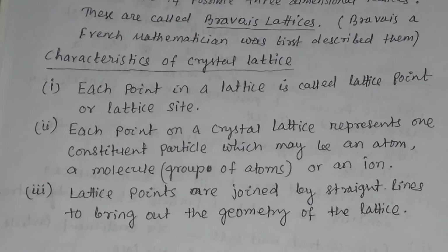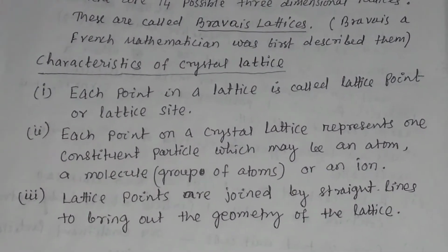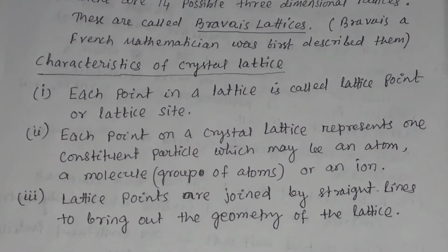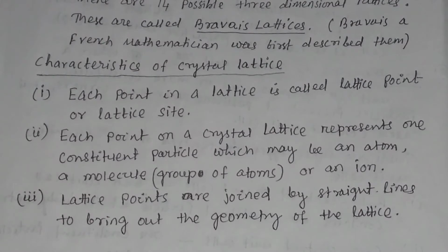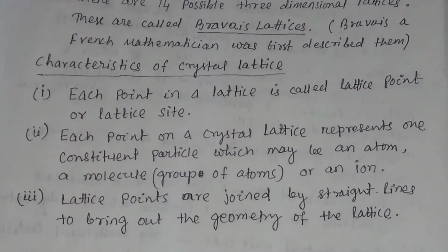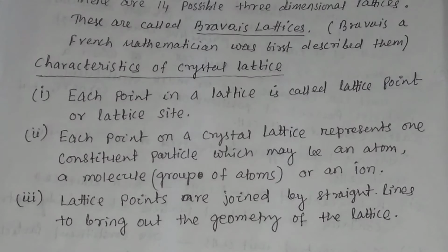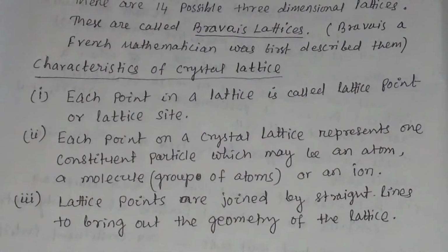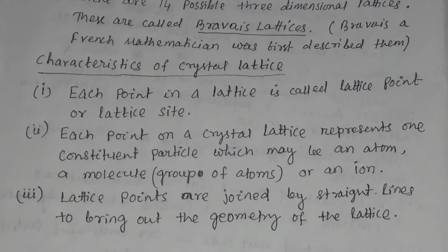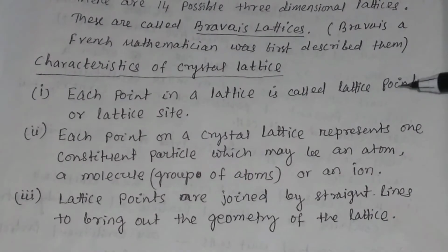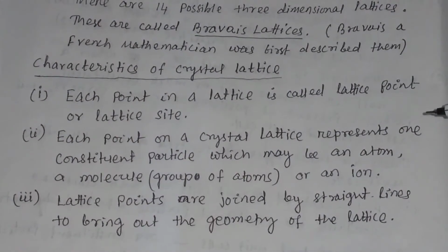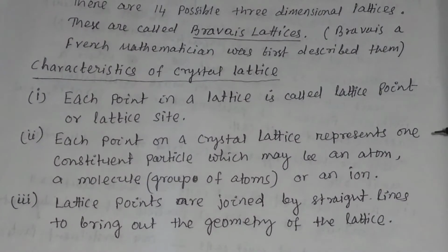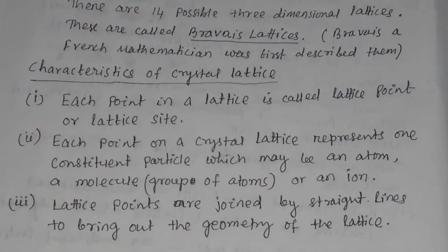What are the characteristics of a crystal lattice? Each point in a crystal lattice is called a lattice point or lattice site. Each point on a crystal lattice represents one constituent particle, which may be an atom, a molecule (a group of atoms), or an ion. Lattice points are joined by straight lines to bring out the geometry of the lattice.